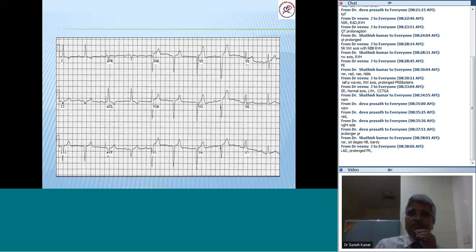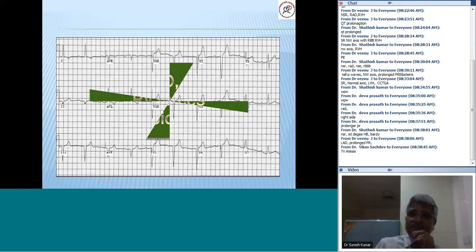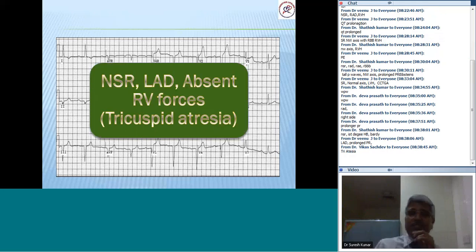If I tell you that this is a 2-year-old child with cyanosis, just the left hand R in V1. Good, because it is tricuspid atresia. The striking things are the left axis deviation and the absence of the RV forces in V1.